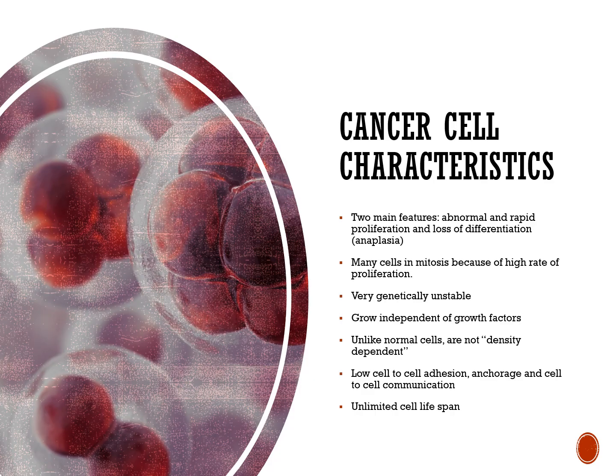So, some other individual characteristics of cancer cells. There are really two main features at play here. One is what we call abnormal and rapid proliferation, meaning they're growing really quickly. Those cells are dividing and growing really quickly, and as they do that, that growth is abnormal, meaning those cells are looking less and less like their original cell type. And the other is that loss of differentiation. That loss of differentiation, that change, is called anaplasia. So that's the term we use for that.